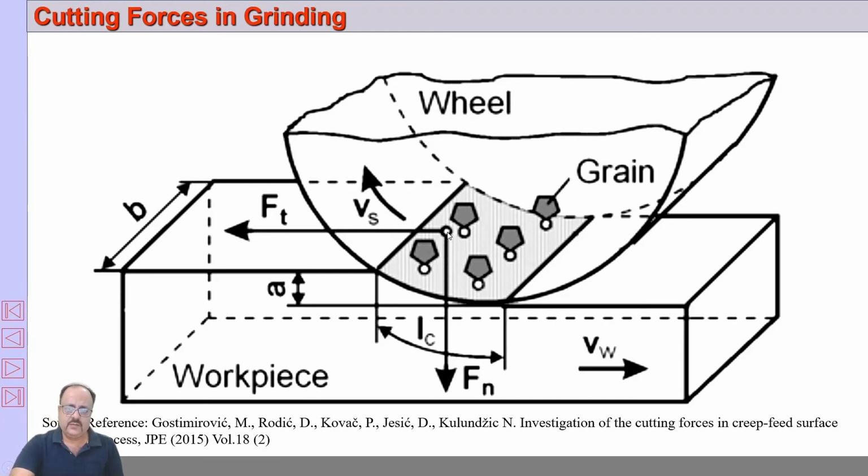So Fn is the normal force applied by the grinding wheel on the workpiece, and this is the tangential force applied by the wheel on the workpiece, Ft. And this is the contact length, this is the depth.